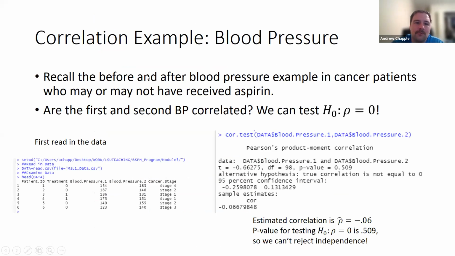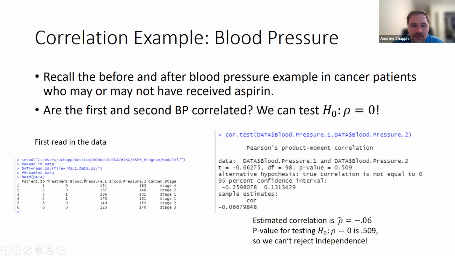Okay, so here's an example. Recall the data set where we have before and after blood pressure example in cancer patients who may or may not have received aspirin. Are the first and the second blood pressure correlated? That's what we want to know. And we can test the null: is the correlation equal to 0?